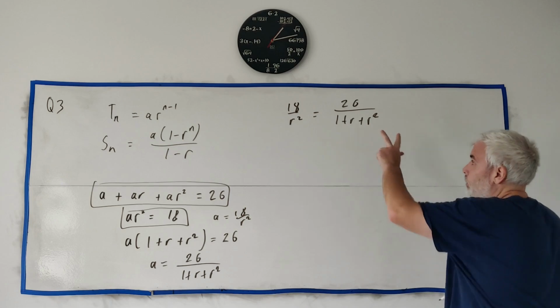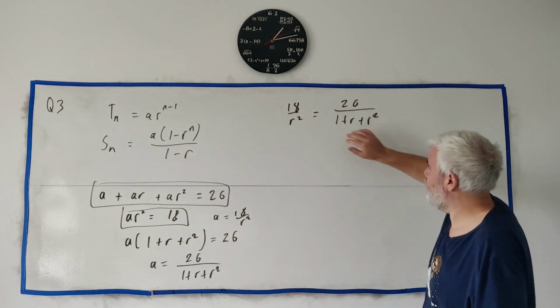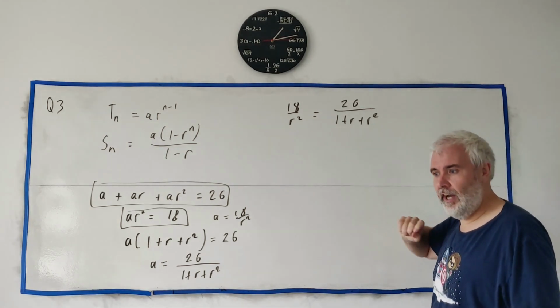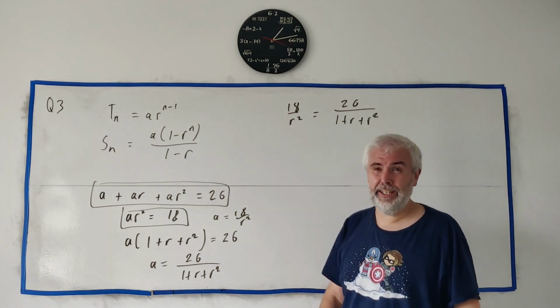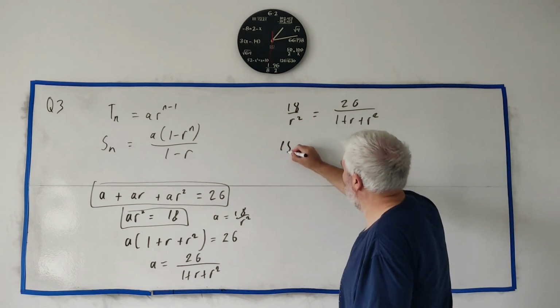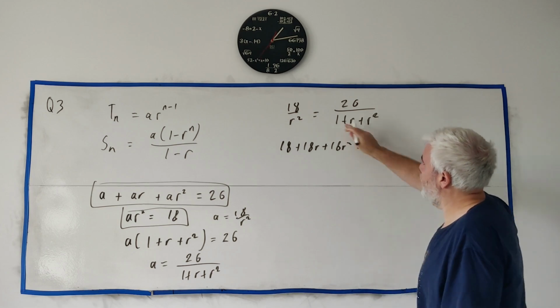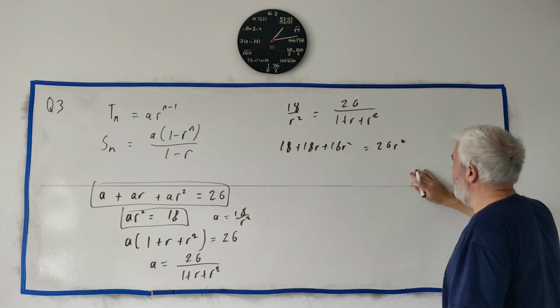Now what's much better about this way than previous? What's better is when we cross multiply here, we're only going to get r squared. Last time we ended up with r cubed and that's what caused us a little bit of difficulty. So let's go ahead and cross multiply. 18 times this is 18 plus 18r plus 18r squared. r squared by that is 26r squared.